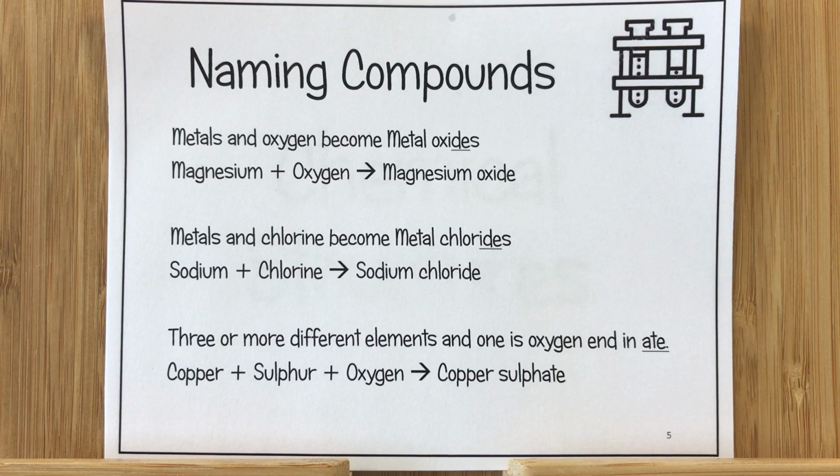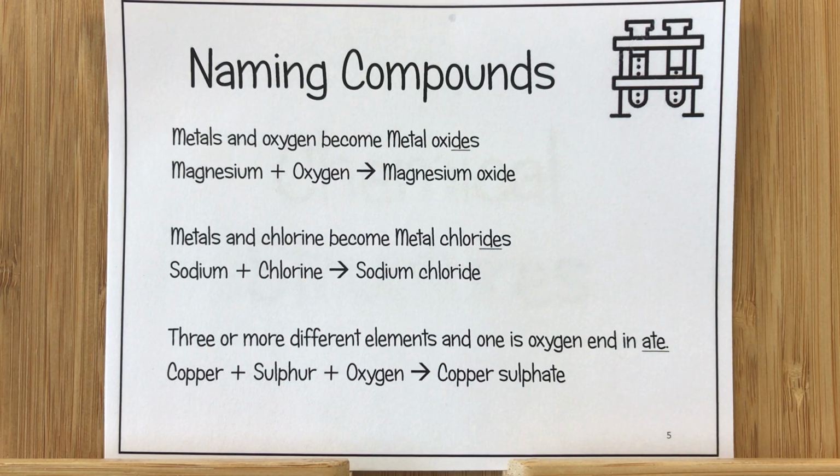If we've got 3 or more different elements and one is oxygen, the ending becomes ate. So here you can see we've got copper, sulfur and oxygen, and we make copper sulfate. If it was just copper and sulfur reacting, it would be copper sulfide. But because there's oxygen reacting as well, it becomes copper sulfate.